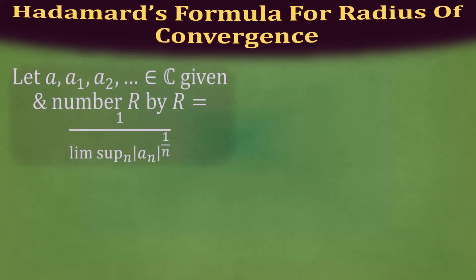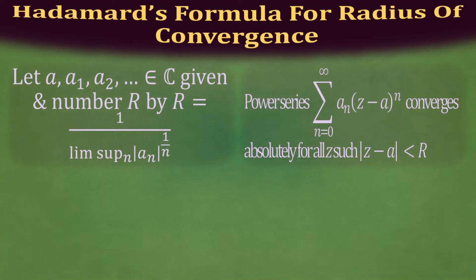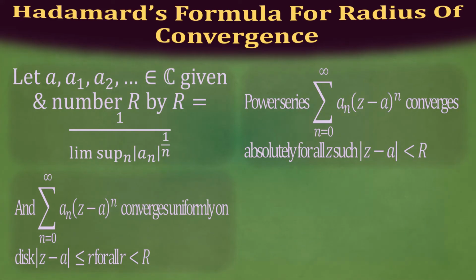Next, let's discuss Hadamard's formula for the radius of convergence. Let a1, a2, etc. be complex numbers and define the number R to be R is equal to 1 over the lim sup of the modulus of an to the power 1 over n. Then the power series, the sum from n equals 0 to infinity of an times z minus a to the n, converges absolutely for all z such that the modulus of z minus a is less than R. And the sum from n equals 0 to infinity of an times z minus a to the n converges uniformly on the disk where the modulus of z minus a is less than or equal to r, for all r less than R.